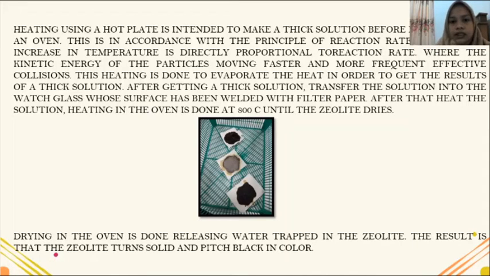After getting a thick solution, transfer the solution into the watch glass whose surface has been lined with filter paper. After heating the solution, heating in the oven is done at 800 degrees Celsius until the zeolite dries. Drying in the oven is done to release water trapped in the zeolite. The result is that the zeolite turns solid and pitch black in color.